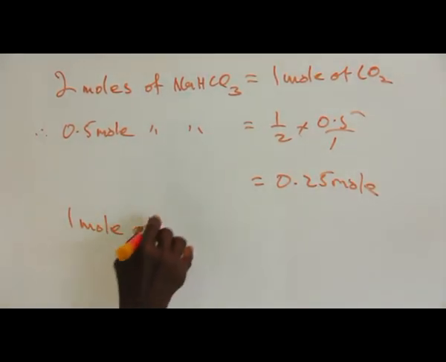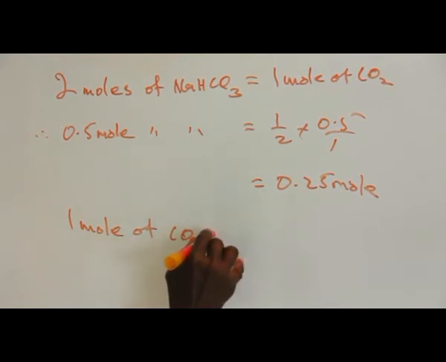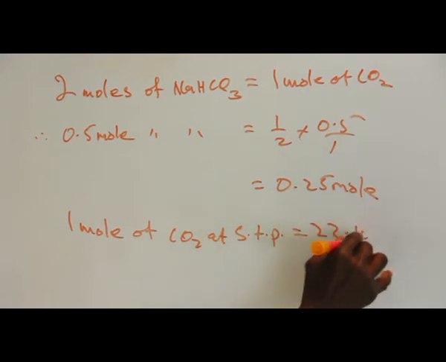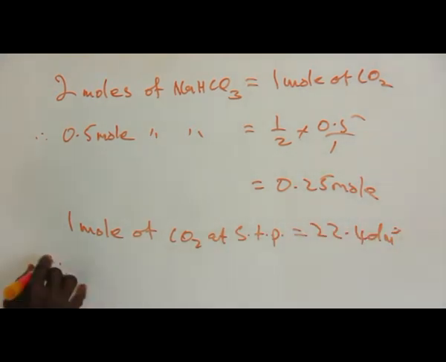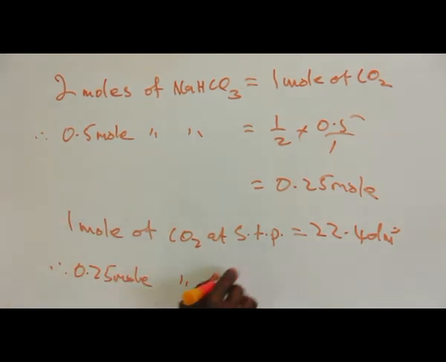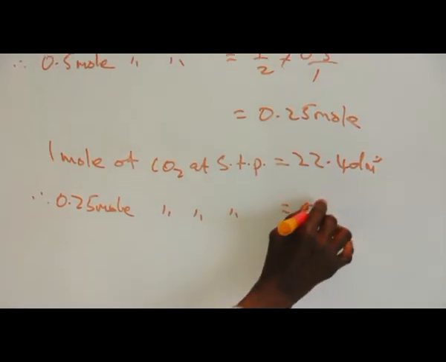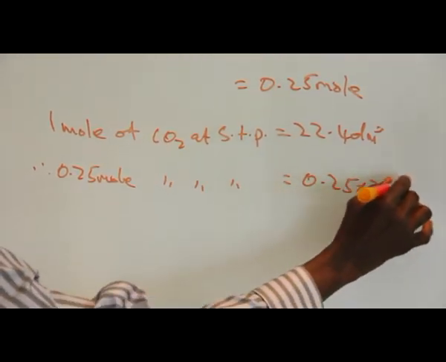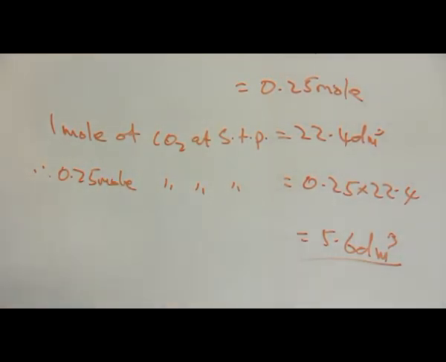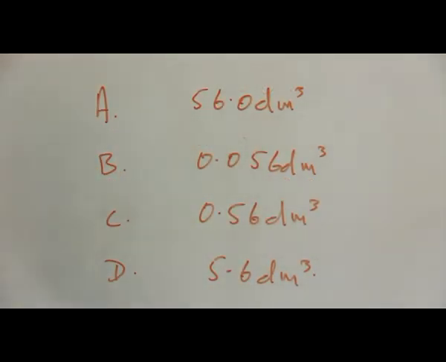of any gas, that of CO2 at STP, occupies 22.4 dm³. Therefore, 0.25 mole of CO2 at STP will be equal to 0.25 multiplied by 22.4. That equals 5.6 dm³. Well, from the solution to the problem, the volume of the gas is 5.6 dm³. And turning to the options, the correct one is D.